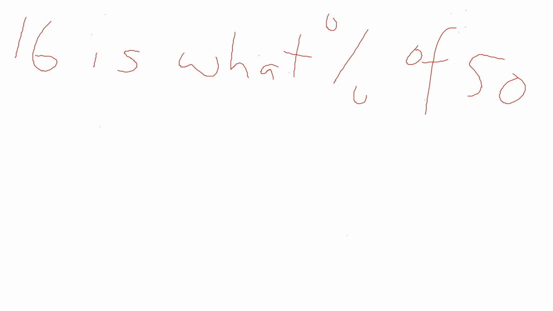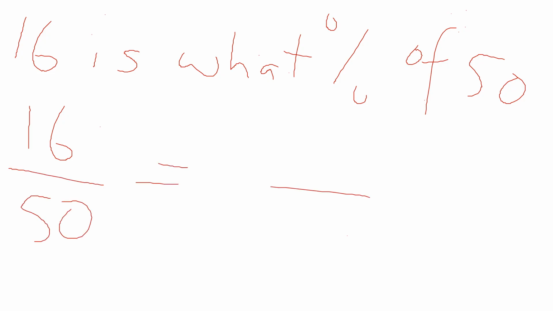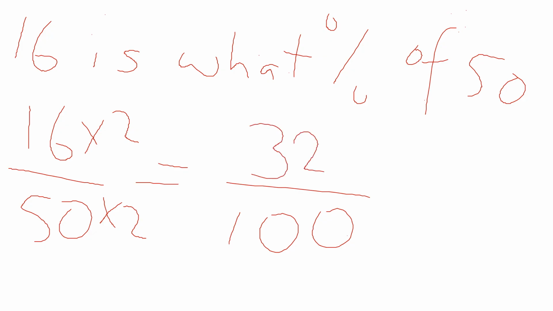Now, what we're gonna do? 16 divided by 50 equals, remember I want to change the denominator to 100, yeah? Now 50 times 2 is 100. And what you do to the bottom, you got to do to the top, right? So that's 32. So this is what? 32%. Get it?